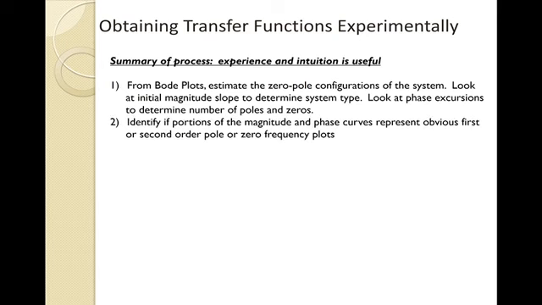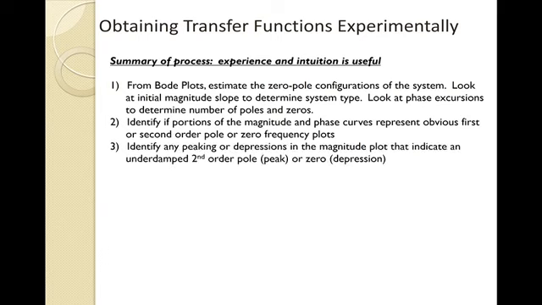Then we're going to see if we can identify whether portions of the magnitude and phase curves represent obvious first or second order pole or zero frequency plots. Then we'll see if there's any peaking or depressions in the magnitude plot that might indicate an underdamped second order pole peak. So again, what we saw in that magnitude plot, that peak that goes up, might be an underdamped system with low damping. Or, we didn't really talk about it, but if there's more of a depression, that would be a zero in that magnitude plot.